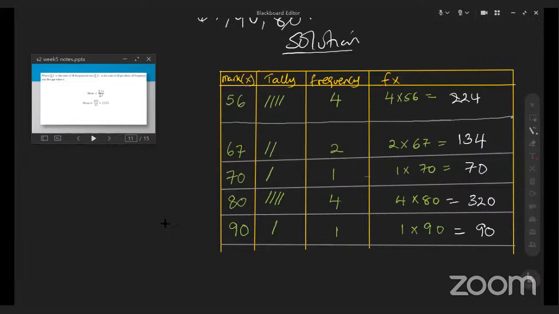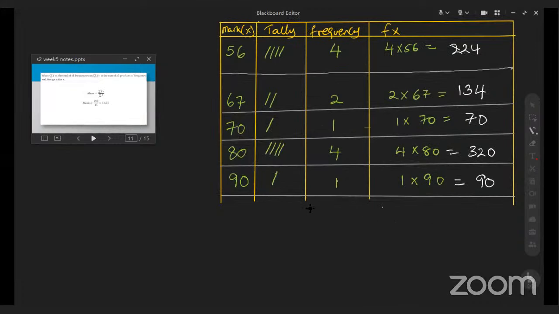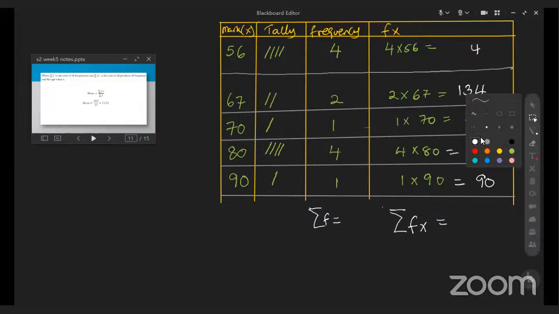So from there, finally what you do, you get your summation of F, then you also get your summation of Fx. You total up these values. This is 225. So the other thing we get is the totals, for the frequency and also for the fx. Noeline, we've not spoken today. What is the summation of f?